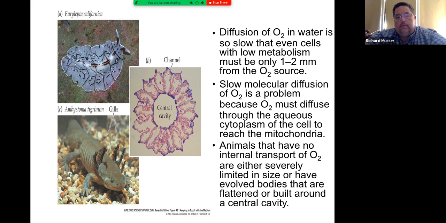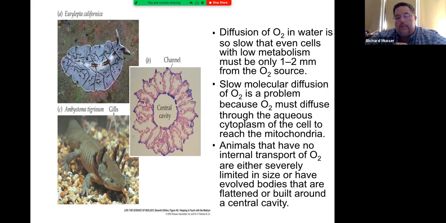And so even cells with low metabolism still need oxygen, of course. Slow molecular diffusion of oxygen is a problem because oxygen must diffuse through the aqueous cytoplasm of the cell to reach the mitochondria. So again, now there are fish with high metabolisms, comparatively speaking, but it is a challenge to get this oxygen moving because remember, it's a viscous layer of the water, so it's going to have some challenges for aquatic animals.